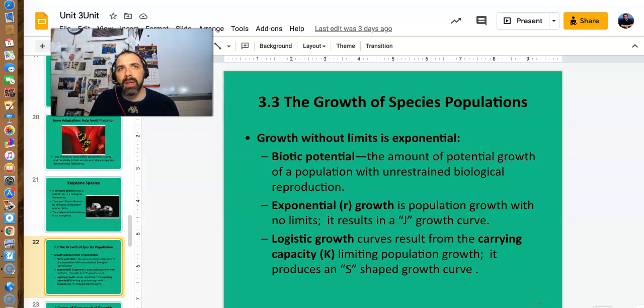So when we're talking about these species, if there's uncontrolled growth, it can lead to population issues. If populations grow too fast, it can lead to problems. Growth without limit is exponential. We call that a J curve. Biotic potential is the amount of potential growth of a population with unrestrained reproduction. They're just reproducing without any constraints. So exponential growth is your J curve, and logistic growth, that's your carrying capacity, that's your S curve.